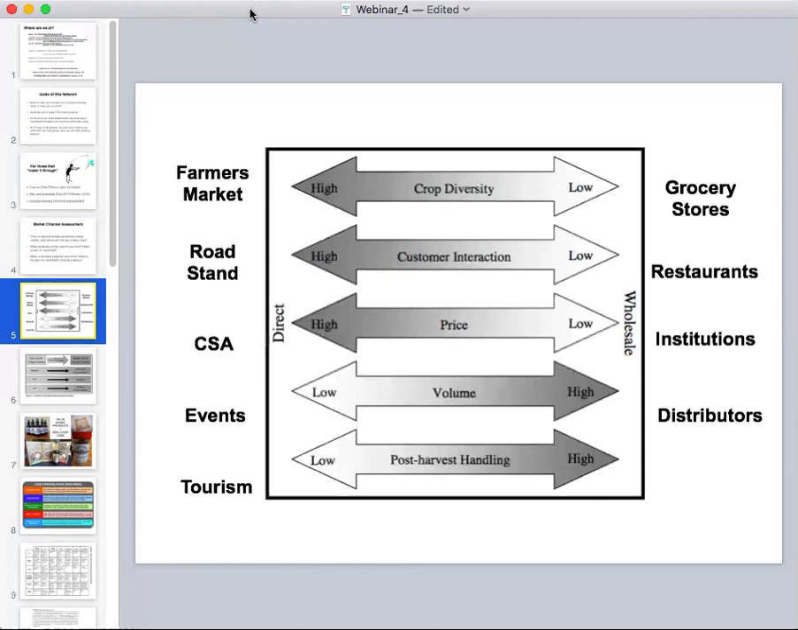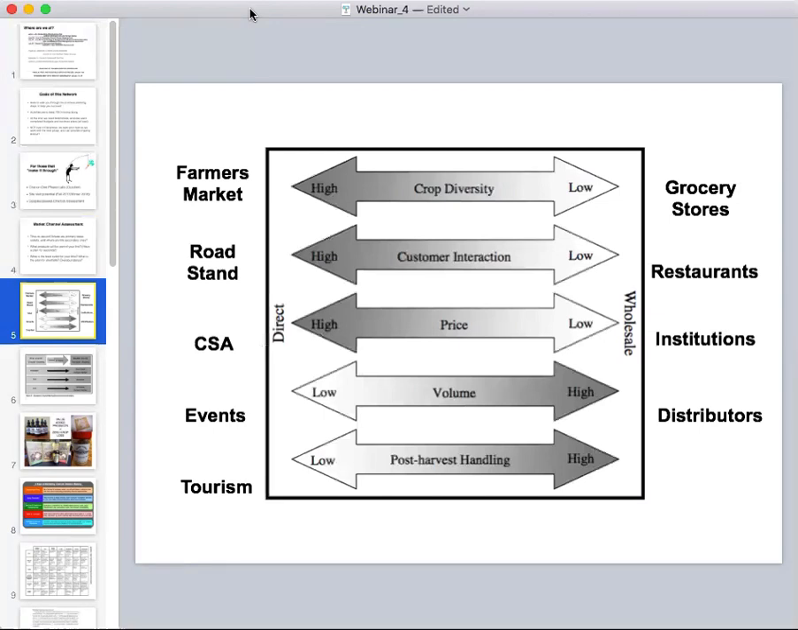But generally speaking, when you are only selling one crop, so we look down this list, crop diversity. If you have a lot of different crops, then these direct markets may be a really good choice. If you have a smaller amount, then sometimes focusing on the retail or the wholesale markets can be really good. If you value customer interaction, then of course direct markets are going to be much higher on that threshold. Some folks really just want to grow things and not interact with their customers too much, so the wholesale might be better.